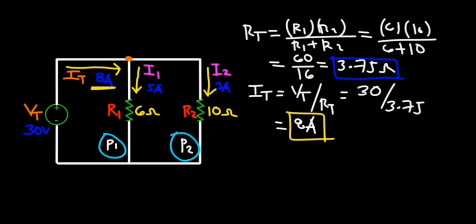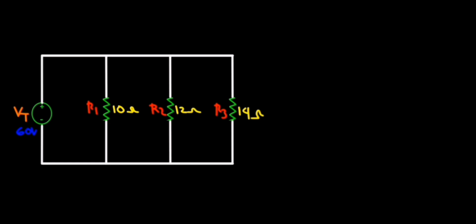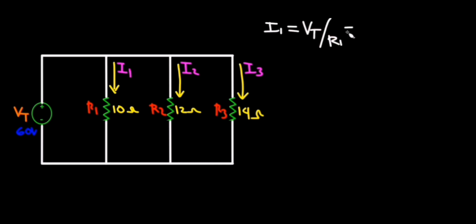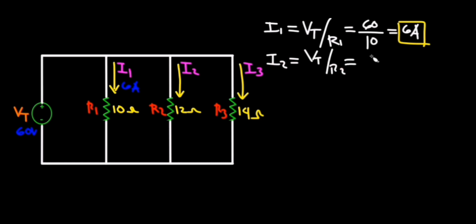Another example guys, as this circuit consists of 3 resistors. First, we have to find the current flowing to each of the resistors. Let's start with I1, which is equal to Vt divided by R1. 60/10. This will give us 6 amperes. Then for I2, which is Vt over R2. Plugging in the values, 60/12. This will result in 5 amperes.